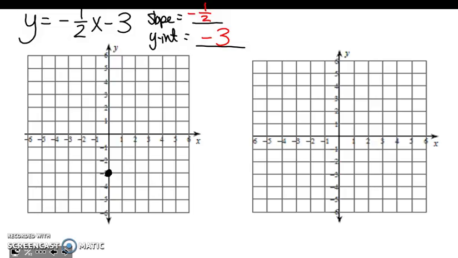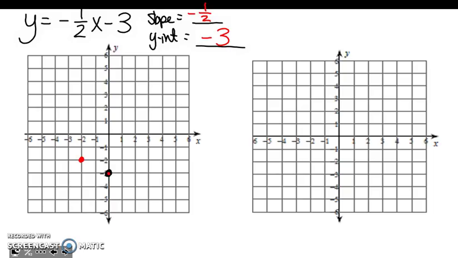So when you have a negative slope, you can only have one negative movement. Okay, so let me explain what I mean by that. If I am right here at my y-intercept, I can go up 1, but going up 1 is a positive movement. So that means when I move over 2, it needs to be going negatively. So -2 would be to the left 2 places.